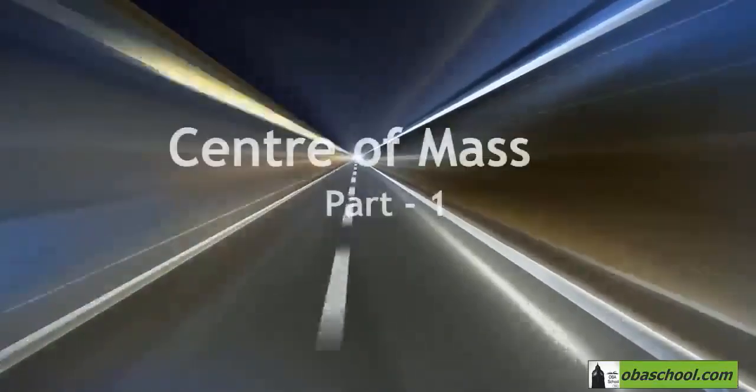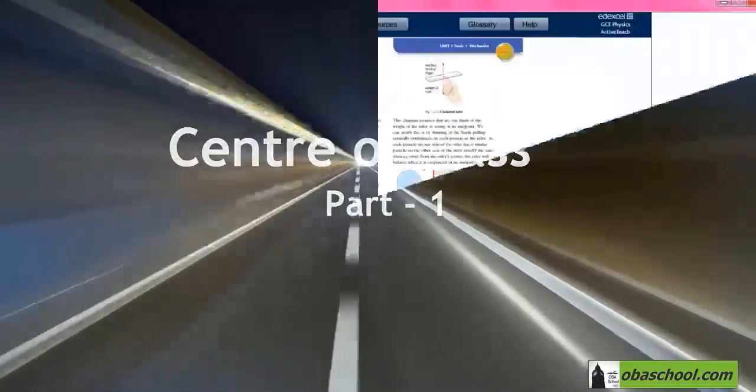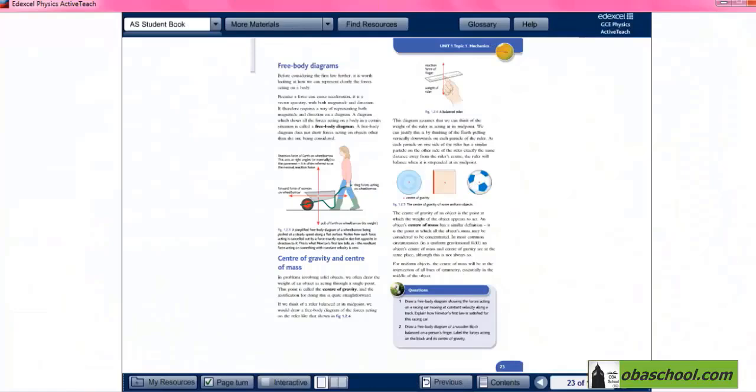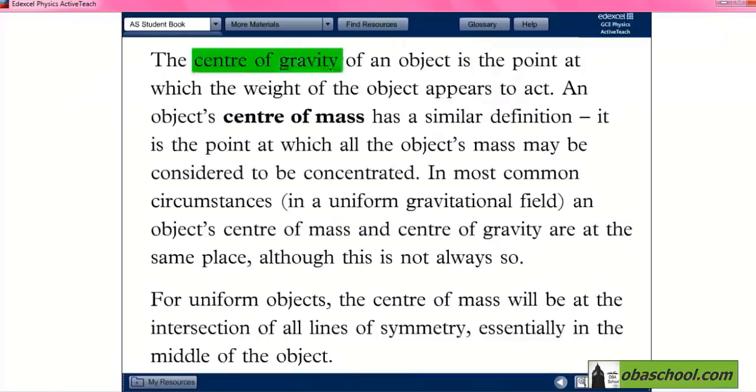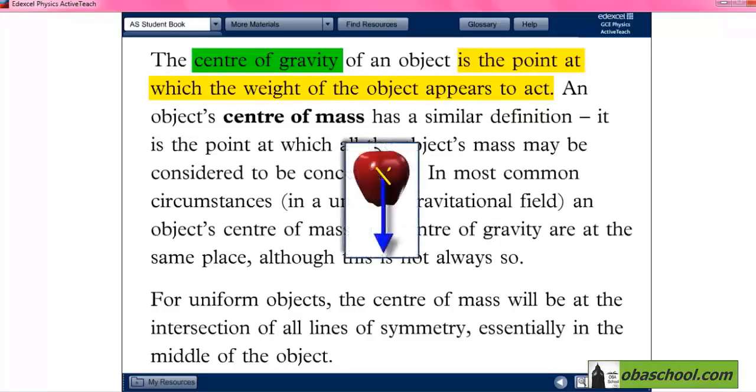Center of mass, Part 1. We will learn about the center of mass and how it is different than the center of gravity. Let's start. Center of gravity of an object is the point at which the weight of the object appears to act. So it is the point on the body which is affected by weight because the gravity pulls it downward.